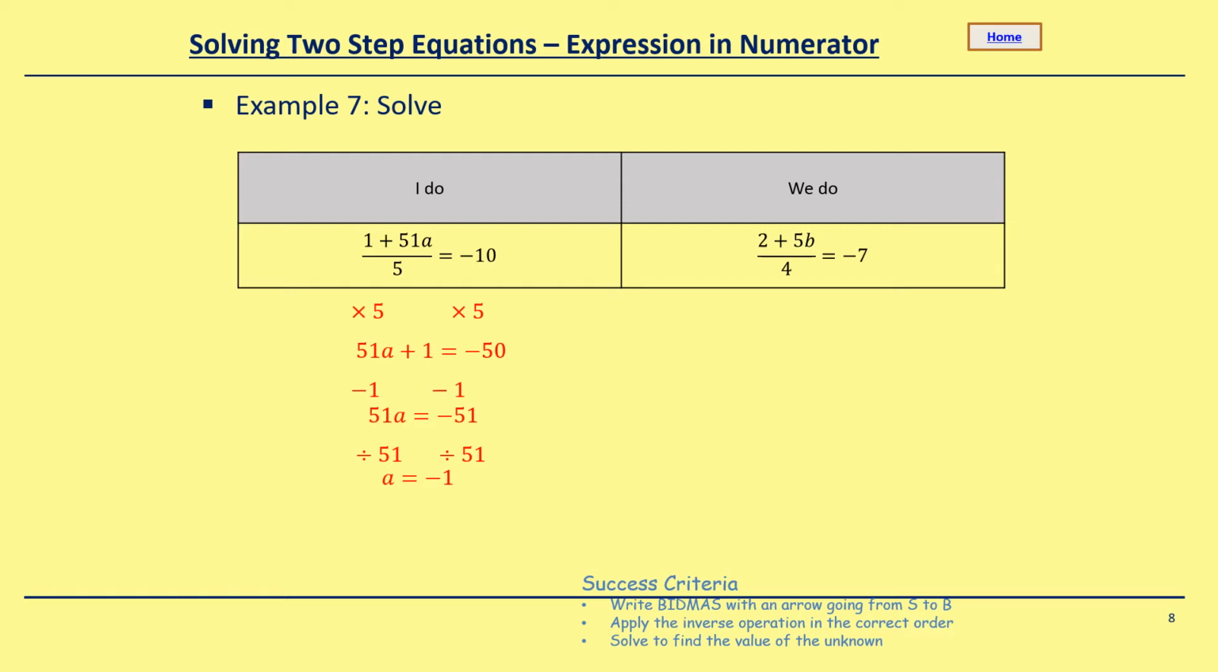Okay, you pause the video now and you do the next one. Okay, if you haven't paused the video yet, pause it now. Okay, so ready for the answer. Multiplied by 4, take away 2, divide by 5. So you get 9 over 5, which is the equivalent of 1 and 4/5.